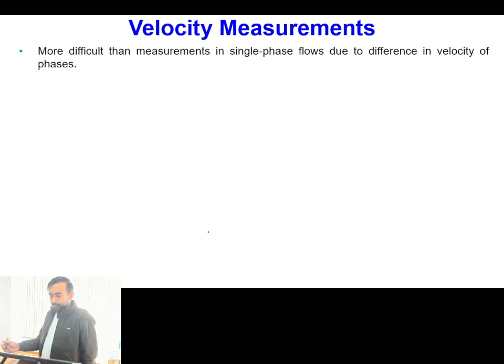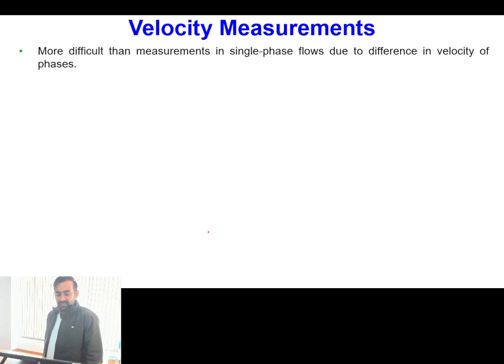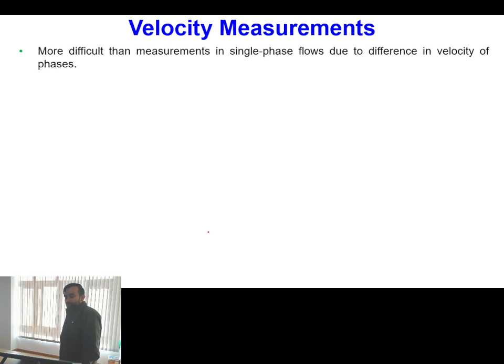Now we will move to the next type of measurement, which we call velocity measurement. Okay, so all of you know that. First, can you tell me by using which type of devices we can measure the velocity of single phase flow systems? So orifice meter typically gives you the average value of the velocity.